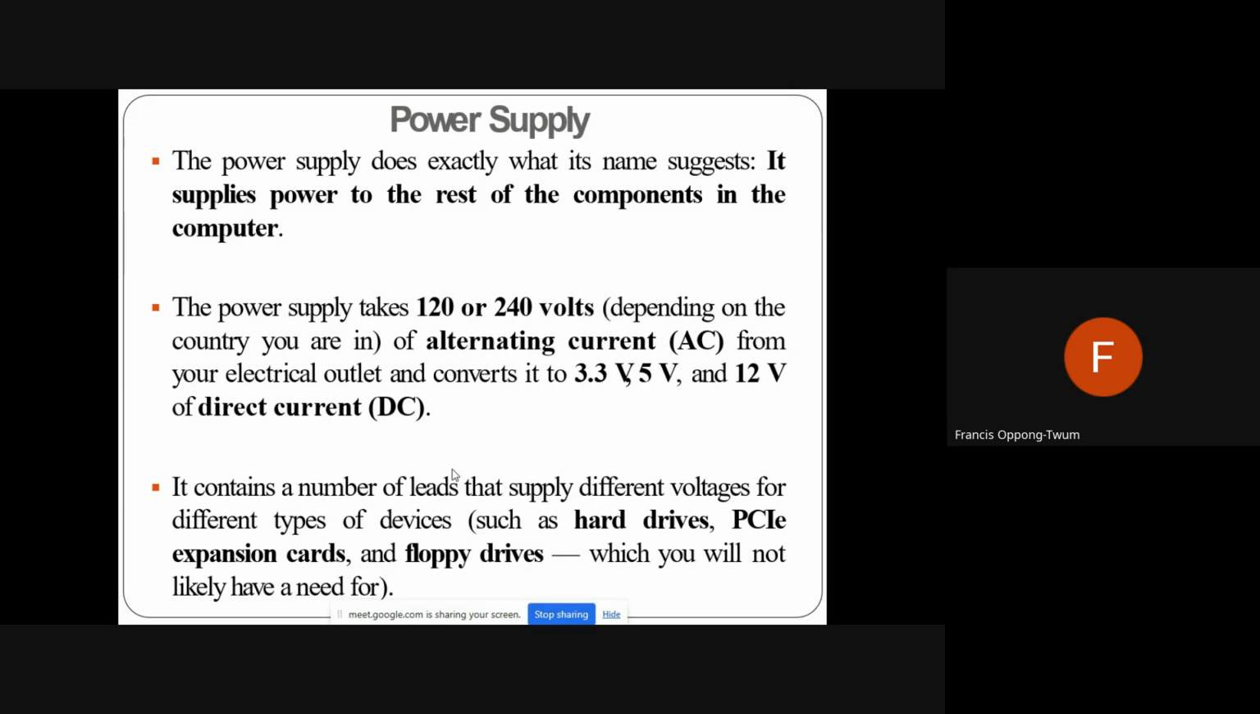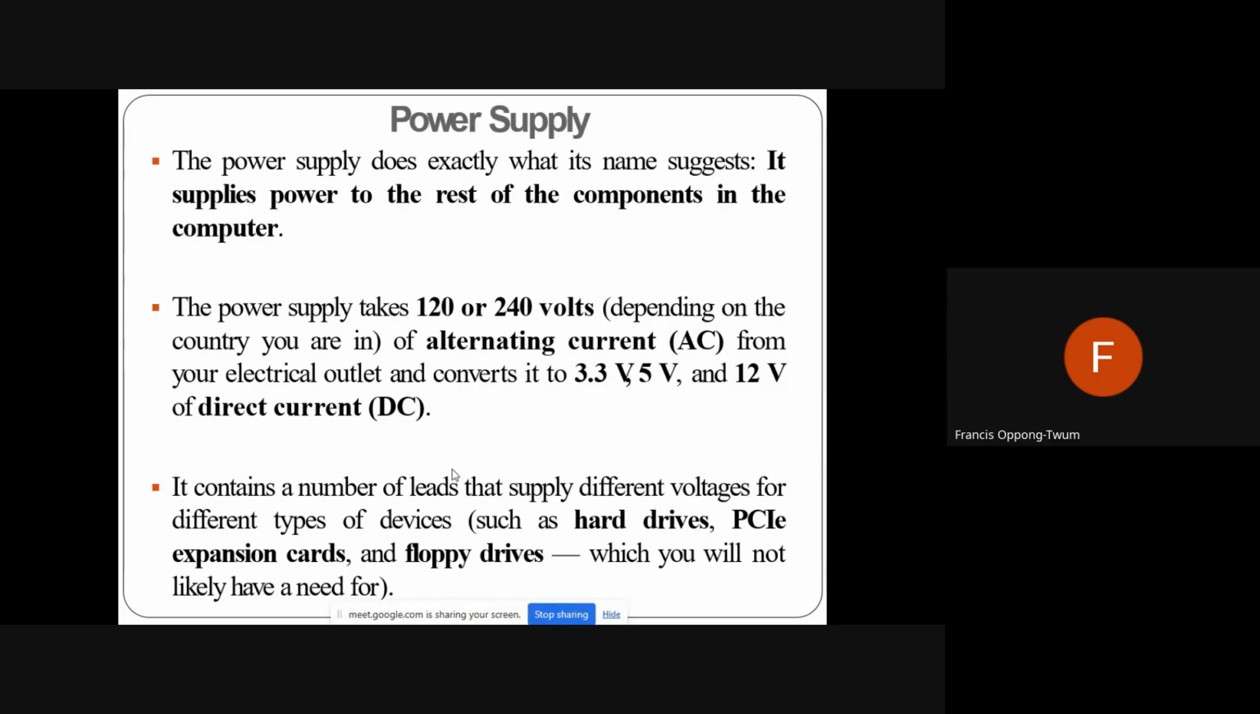So depending on the country, you don't just buy any computer or laptop from the shop and come and plug it in. You have to know whether it has the specification for your country. Otherwise, you blow the power supply or the motherboard. So the main purpose of the power supply is that it takes alternating current from the wall outlet and converts AC to DC, the direct current. That is the purpose of the power supply.